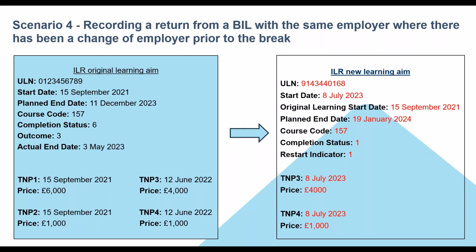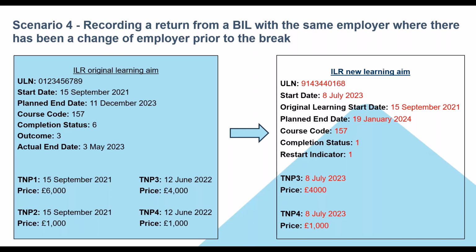The easiest way to deal with this is to take the TNP3 and TNP4 costs that are in the original learning aim from the change of employer on the 12th of June, the £5,000 effectively, and re-add those same costs for when the learner returns from the break in learning in July 23. So this effectively means that the TNP3 and TNP4 in the first learning aim and the TNP3 and TNP4 in the new learning aim both match to that second employer's record on the Apprenticeship Service, which is correct.